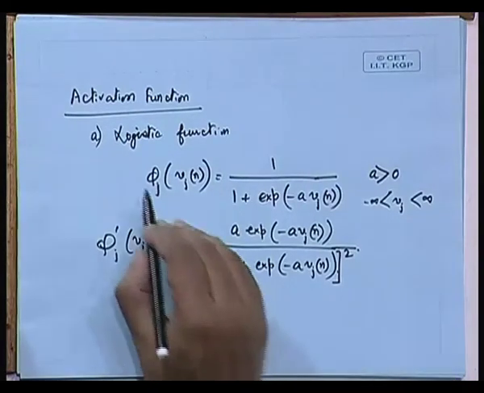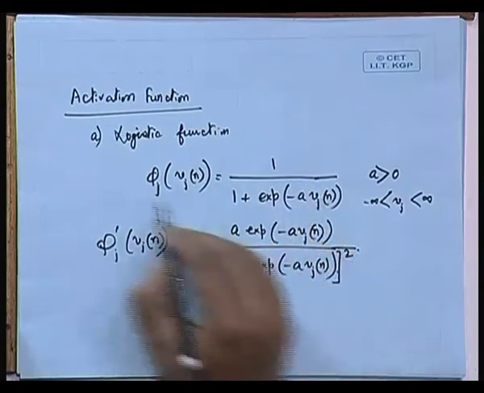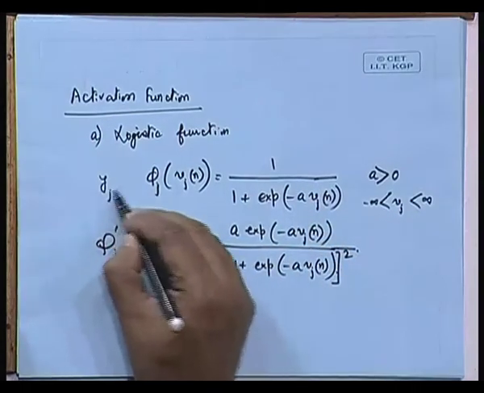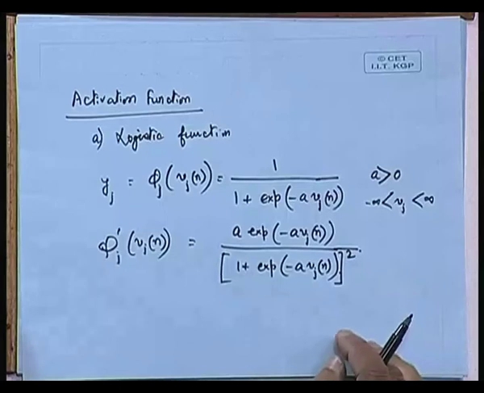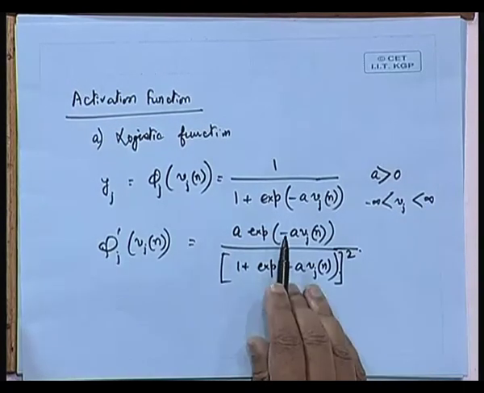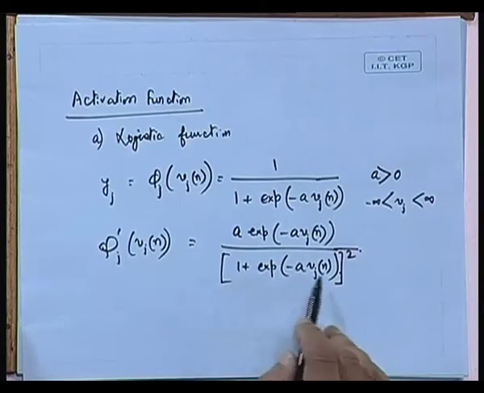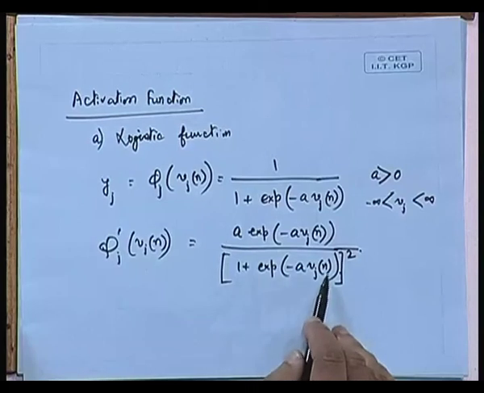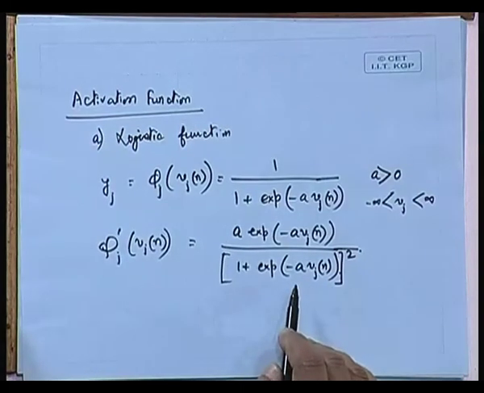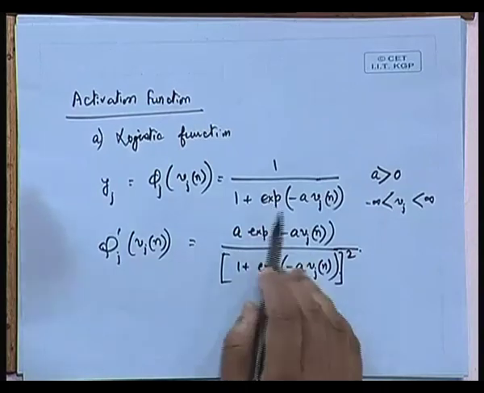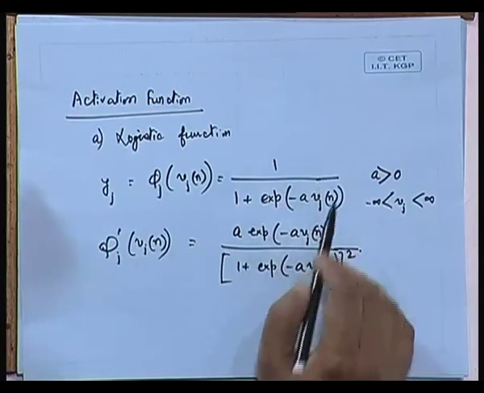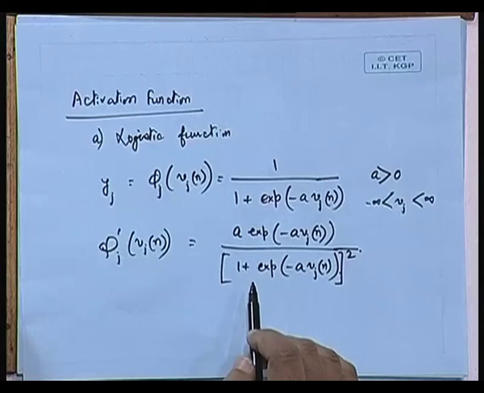In fact, this phi j that we are writing can also be written as yj, because that is going to be the net output. So, if this is yj, in that case 1 minus yj will become exponential to the power this term by 1 plus exponential of this term whole square. So, that is going to be 1 minus yj.